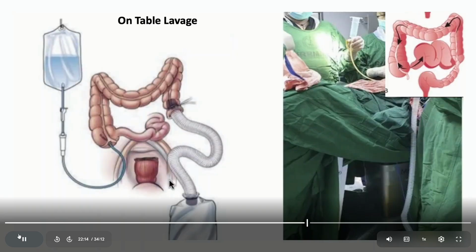Another one-stage option for a good risk, hemodynamically stable patient is the on-table lavage, followed by colectomy with primary anastomosis. A catheter is inserted in the proximal colon, usually at the appendix site after removal of the appendix. This is followed by colon flushing with saline or sterile water until the effluent is clear. This is followed by colectomy and primary anastomosis. Thus, the patient has no stoma.